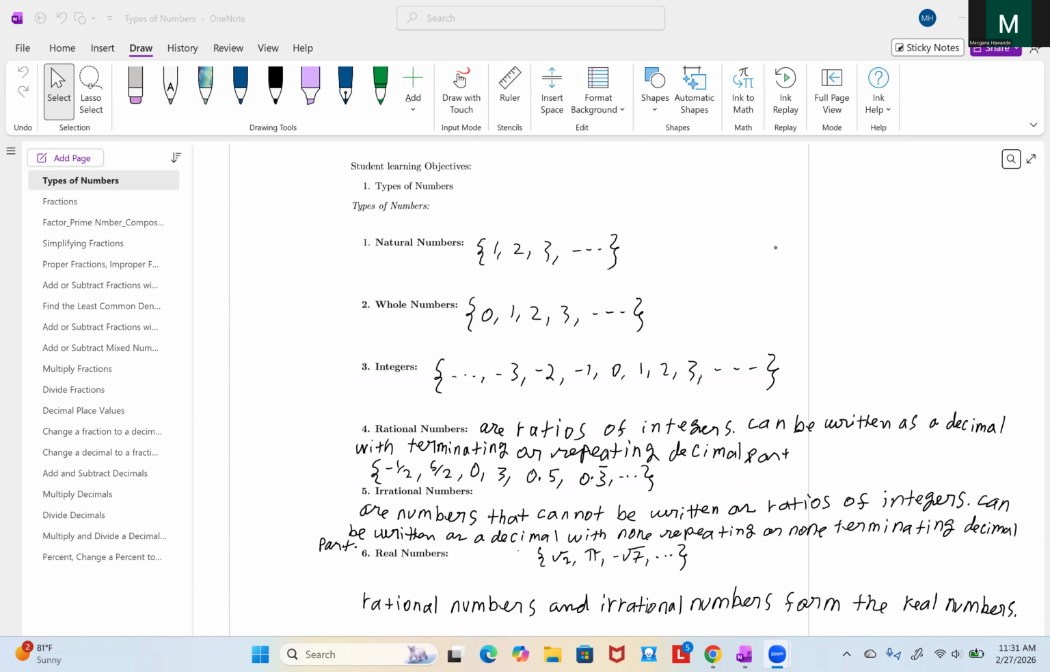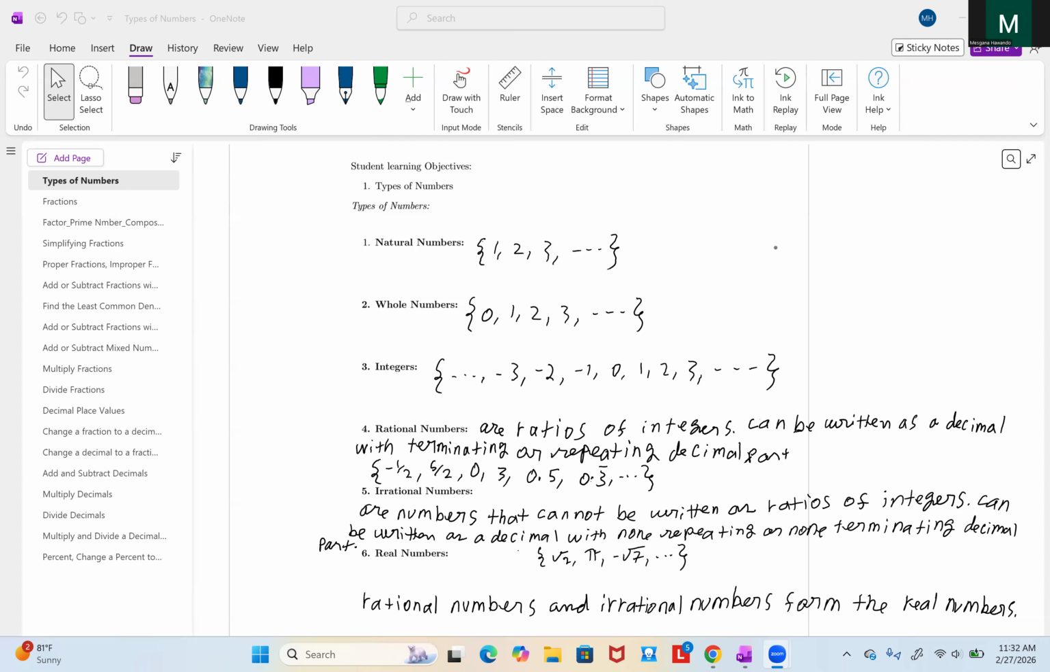Whole numbers are a set of numbers 0, 1, 2, 3, 4, etc. Note that whole numbers are the same as natural numbers. The only difference is whole numbers now contain 0.